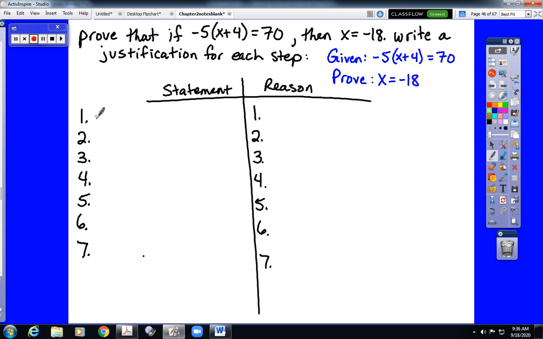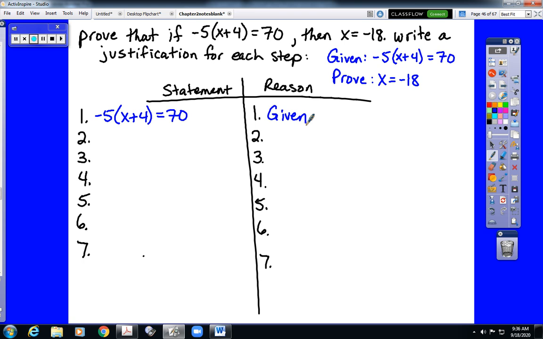And that is by relisting the given information. So your first statement in your proof should read the same as the given. -5 times the quantity x plus 4 is equal to 70. This is given. That is the reason as to why we know that it is true, because given information is always true. No matter what geometric proof we solve, our first step is always to relist the given information.